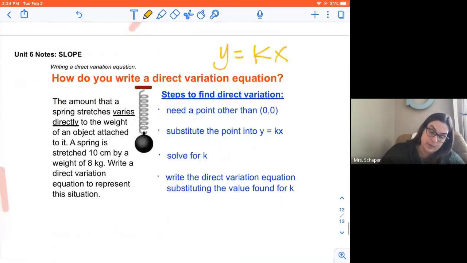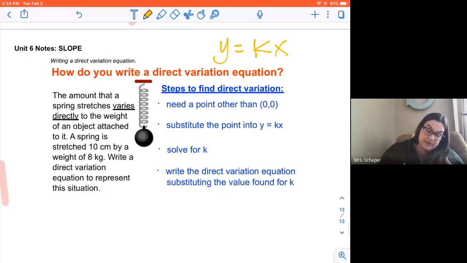When we look at this particular example, the amount that a spring stretches varies directly. What we mean by varies directly is that as one increases, the other increases. The spring is stretched 10 centimeters by a weight of 8 kilograms.